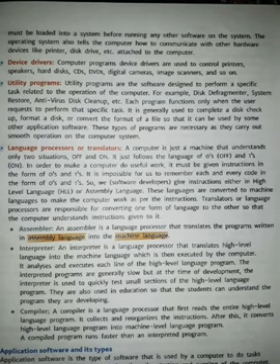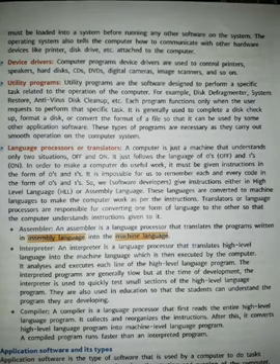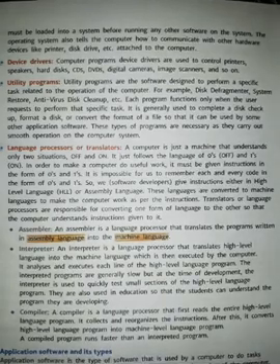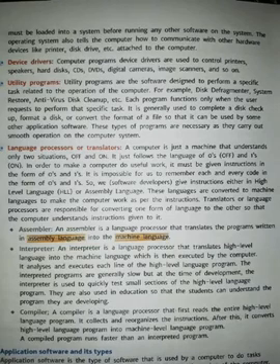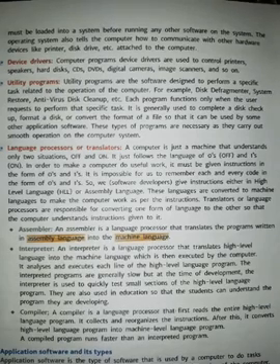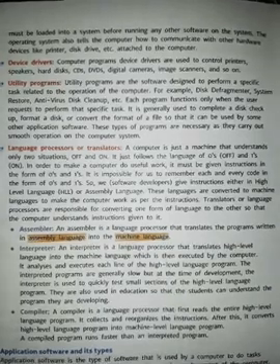Then we see utility programs. Utility programs are software designed to perform specific tasks related to the operations of the computer. For example, disk defragmenters, restore, antivirus, disk cleanup, etc. These types of software are called utility programs.